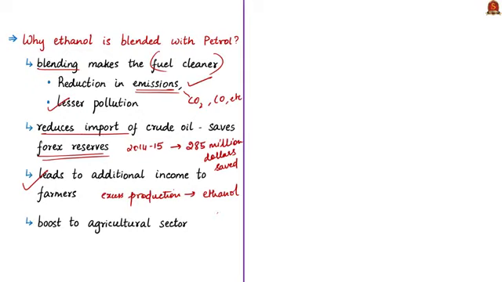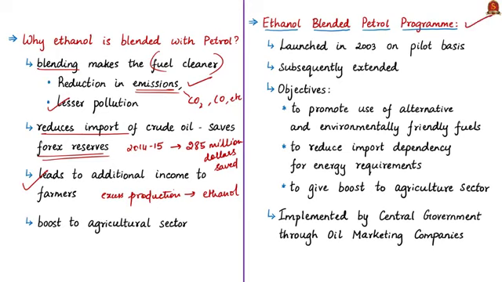Until now, we saw the reasons for ethanol blending in petrol, and we also saw the associated benefits. Now, let us see the central government program on ethanol blending. This program is called the Ethanol Blended Petrol Program. This program was launched by the central government in 2003 on a pilot basis.